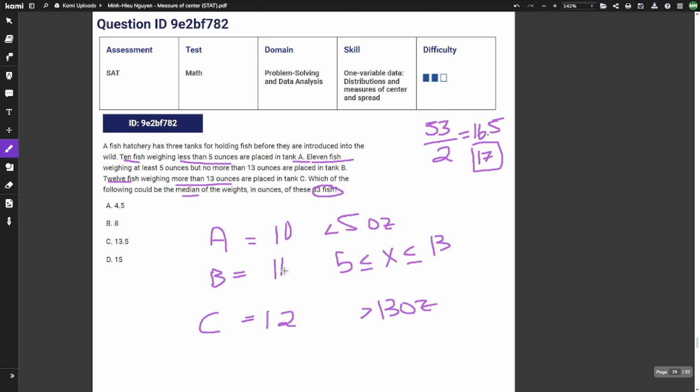somewhere in these 11. Which means that our answer is going to have to be between 5 and 13. And the only answer between 5 and 13 is B.